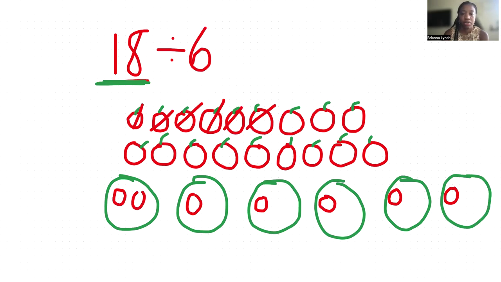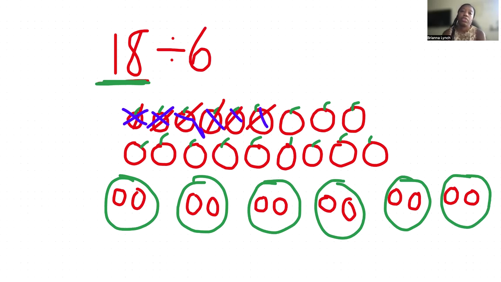1, 2, 3, 4, 5, 6. So now I got to take away 6 more apples, and I'm going to use a different color so that we can see that we're taking these apples away. We already took these ones away. These ones are gone. Now I got to subtract 6 more. 1, 2, 3, 4, 5, 6. All right. We got rid of those 6. Now we shared all 6 of those. Now I have 6 more apples to share.